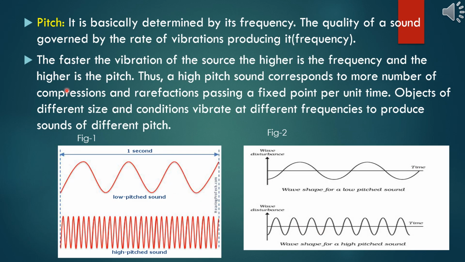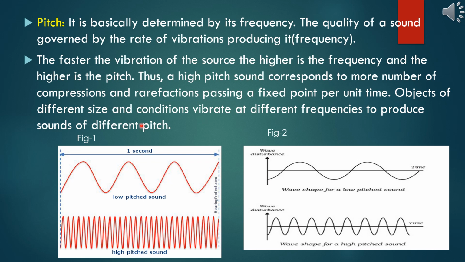Now let us move to a new topic, that is a characteristic of sound, pitch. Pitch is basically determined by its frequency. It is defined as the quality of a sound governed by the rate of vibrations producing it. That means the faster the vibration of the source, the higher is the frequency and the higher is the pitch. Thus, a high pitch sound corresponds to more compressions and rarefactions passing a fixed point per unit time.